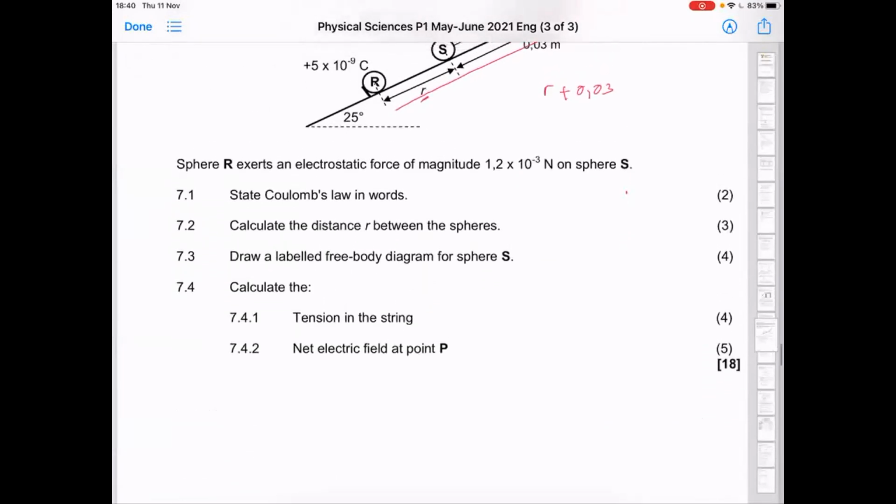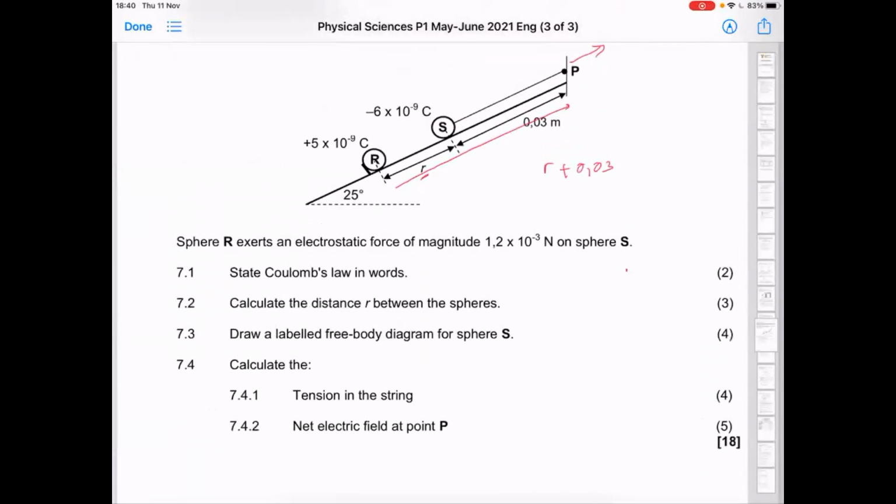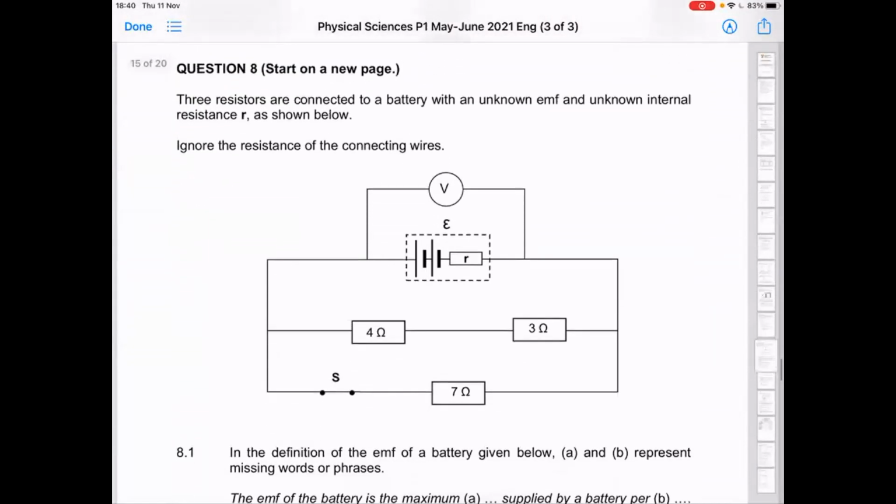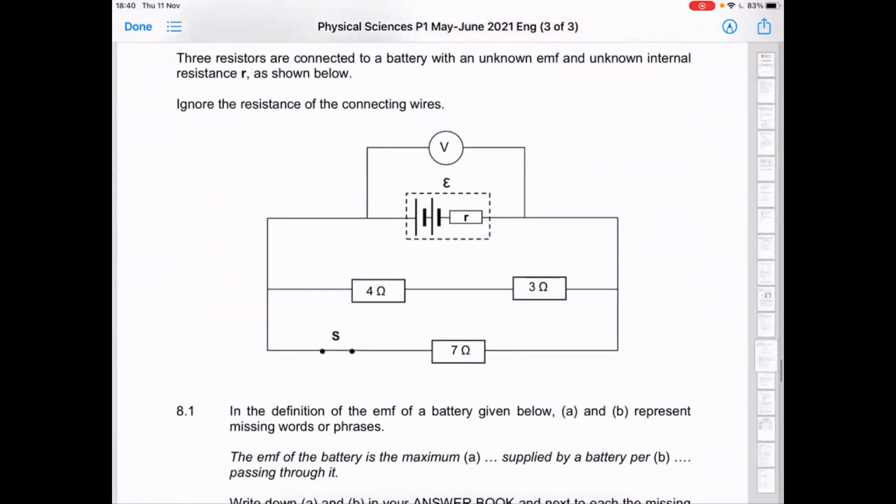Okay, so that's 18 marks for this question. The next one that I want to do is question 8, because there've been a few requests to do electricity. So we've got 3 resistors connected to a battery with an unknown EMF and an unknown internal resistance r as shown. Ignore the resistance of the connecting wires.